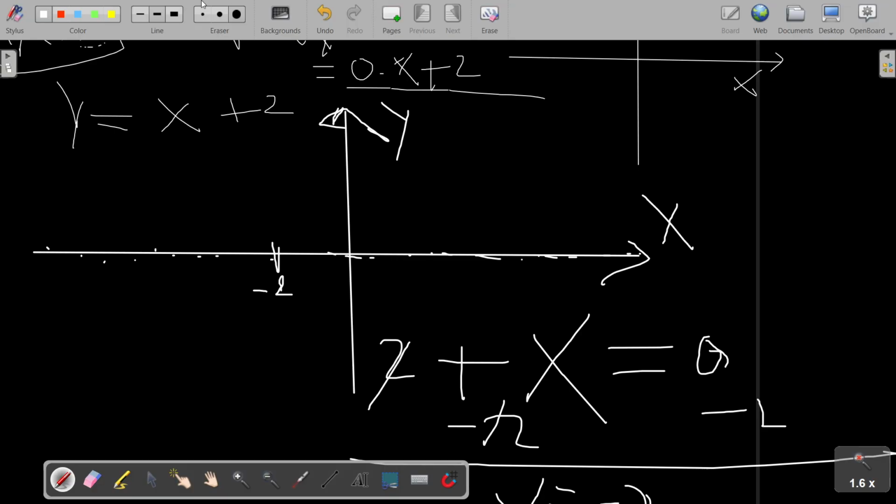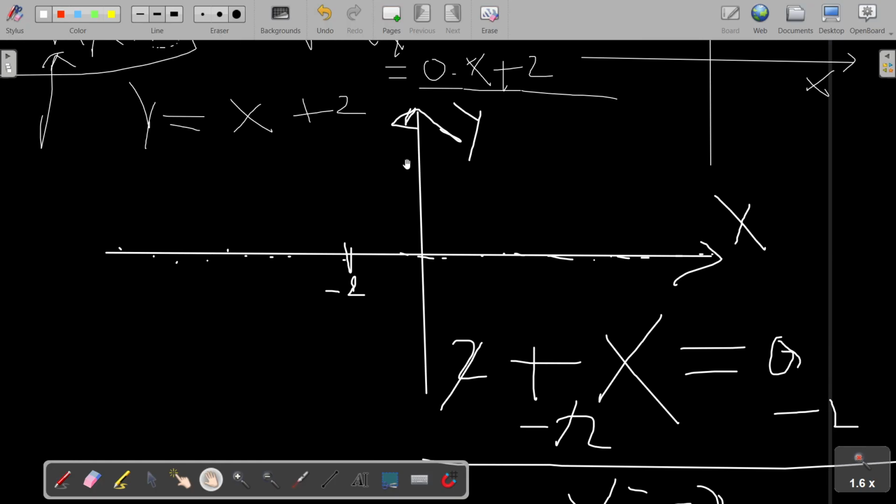This is negative 2. And we can say that here the y coordinate is 0 and the x coordinate is minus 2. Similarly, on the y-axis, on this line only, not anywhere else, we never move in the x direction. We only move in the y direction on this line. So on this line, the x coordinate is 0.